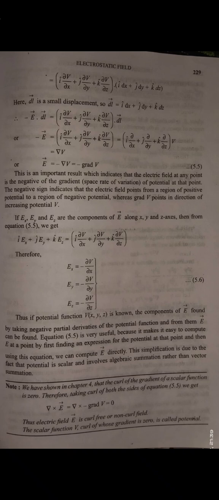Now we have a note here that the curl of the gradient of a scalar function is 0. Therefore, taking curl of both the sides of equation 5.5, we get curl of E vector is equal to curl of minus gradient V, which is 0.